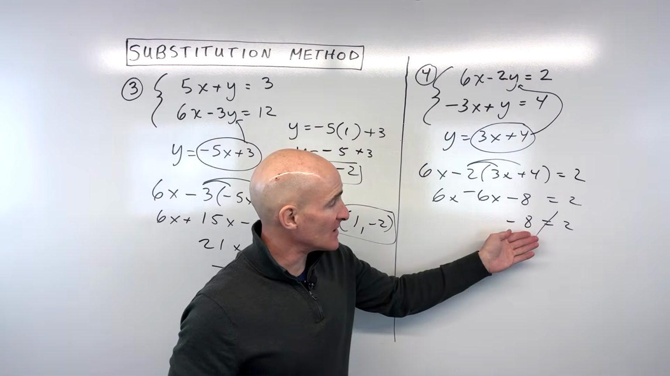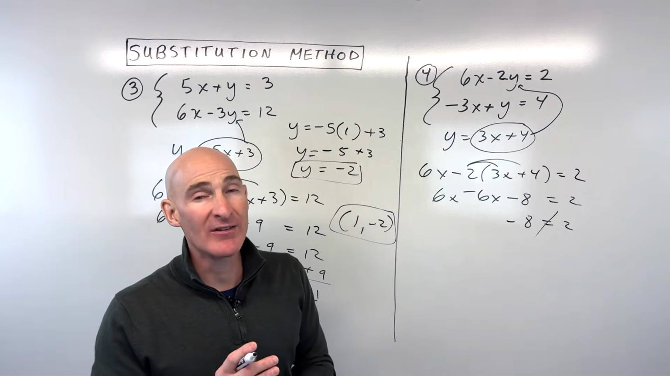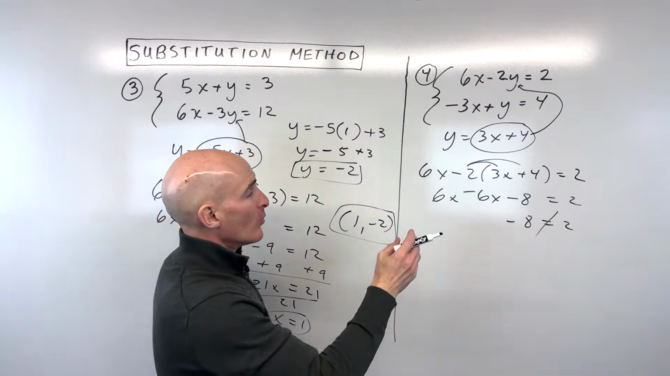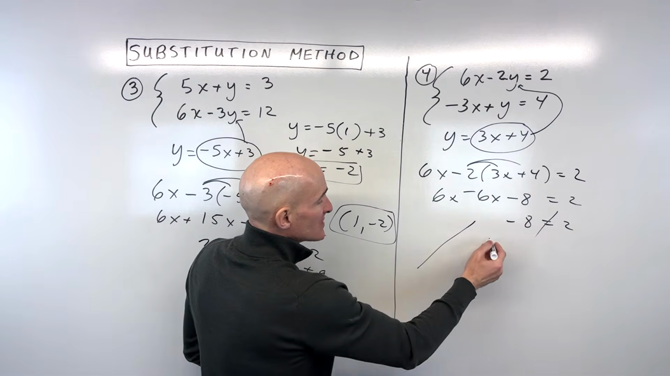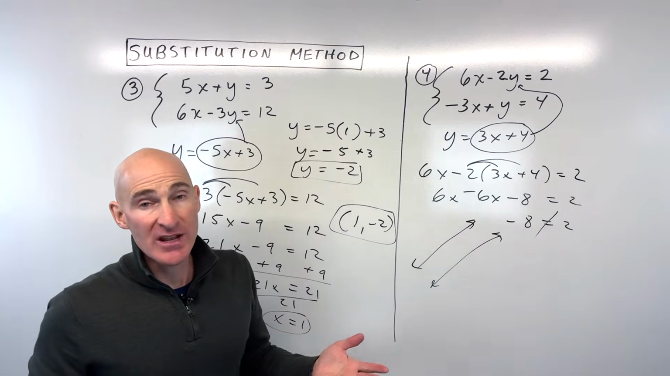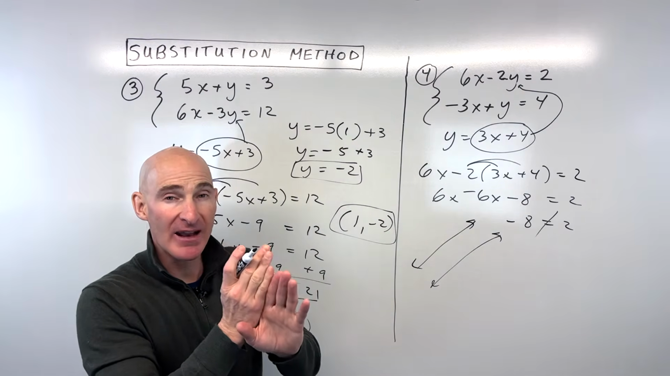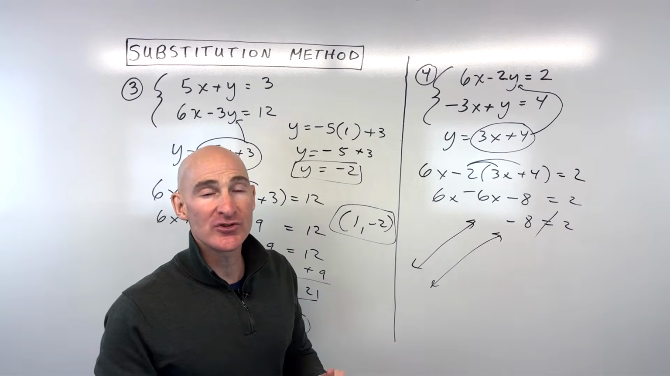Now, if I was to get like 0 equals 0 or 2 equals 2, that's always true. Then it means we have infinitely many solutions. What this represents here when there's no solutions is that these two lines are actually parallel and they'll just never cross, they'll never intersect. Whereas if we got 0 equals 0, they're the same line, so they're crossing at all the points along those two lines.